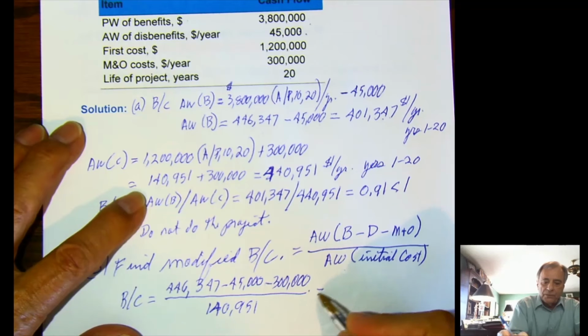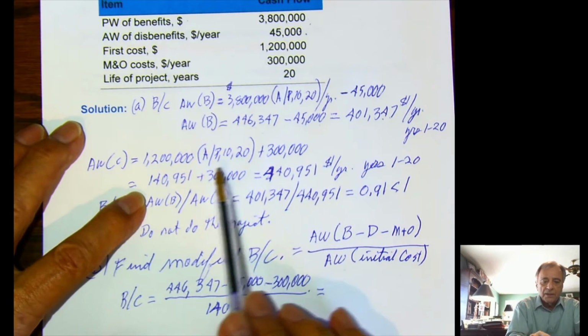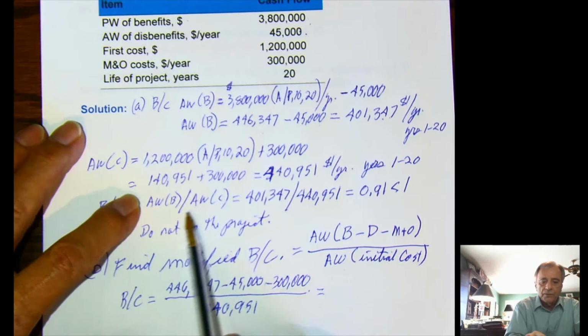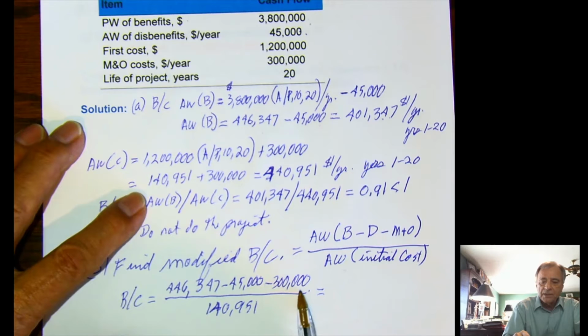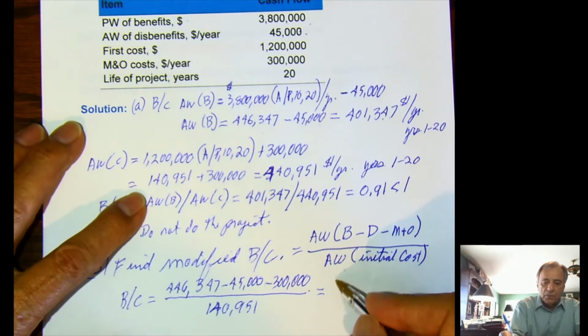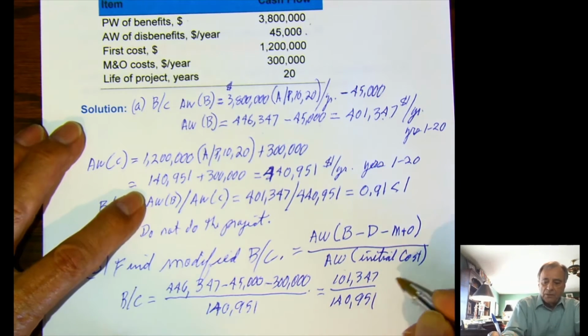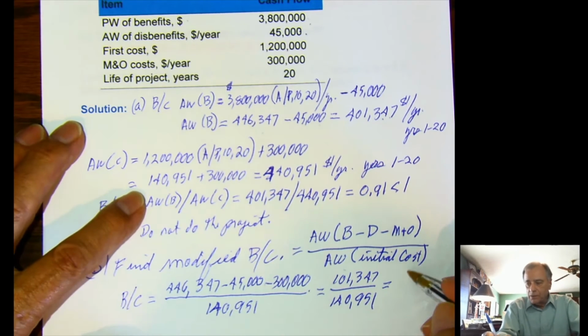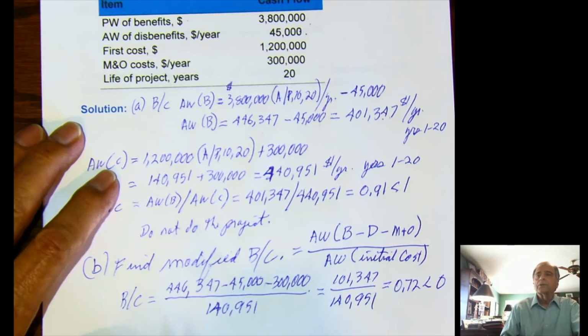And if you do this math, then you're going to get this: 401,347 minus 300,000. That'll leave you with 101,347 over 140,951, which is equal to 0.72, which is also less than 0, and so do not do the project.